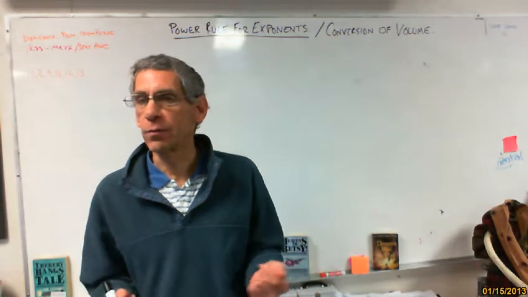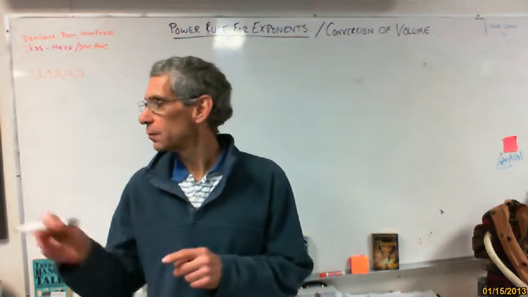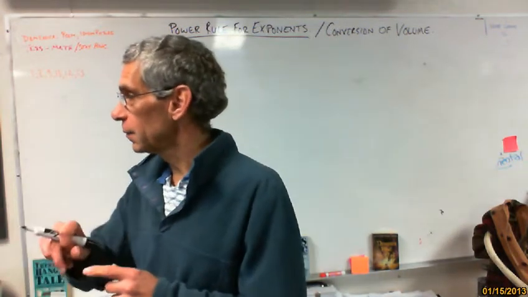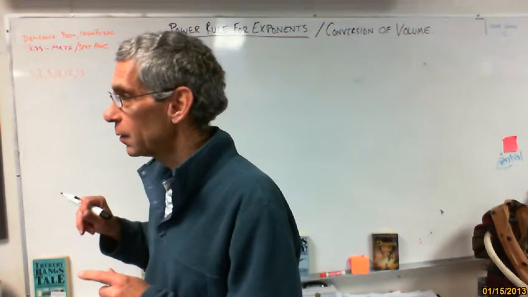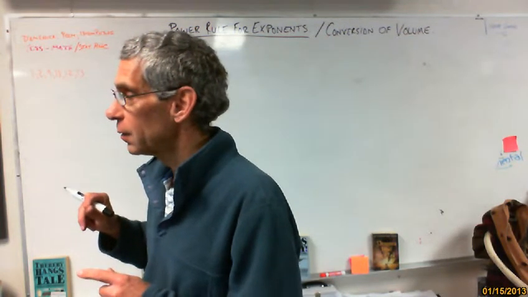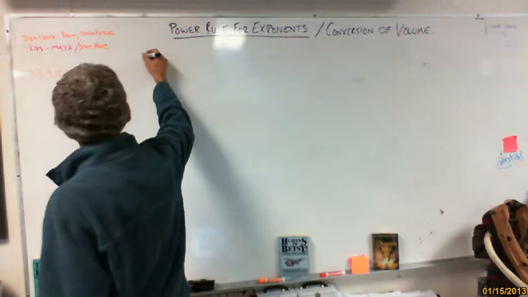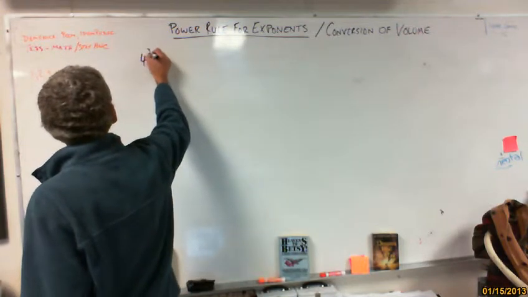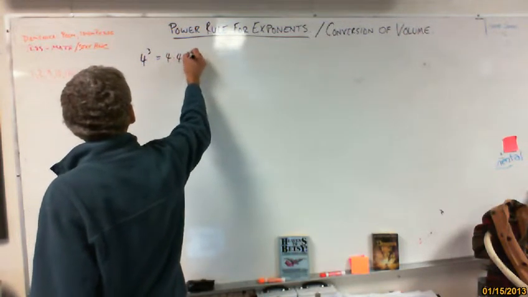So what kind of power rules do we know? Exponent rules. I know if it's 4 to the third power, you don't multiply 4 times 3, it's 4 times 4 times 4. Right. So if we had 4 to the third, that's 4 times 4 times 4.